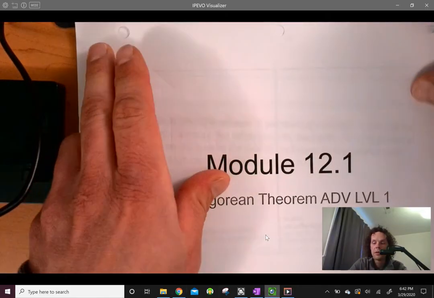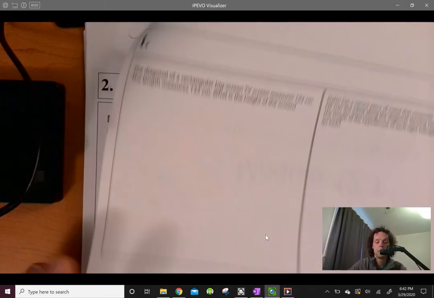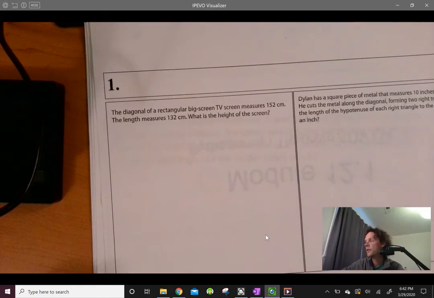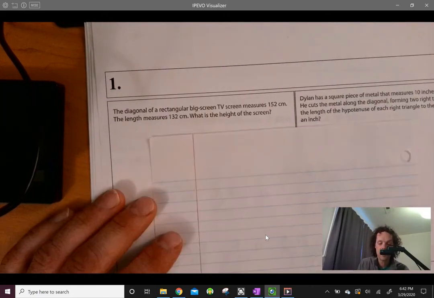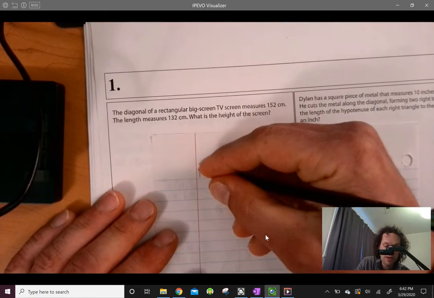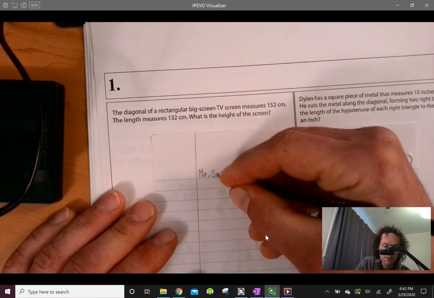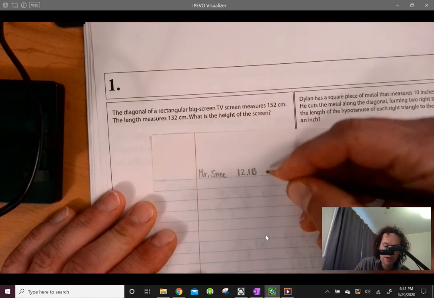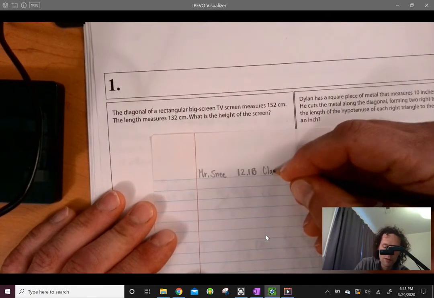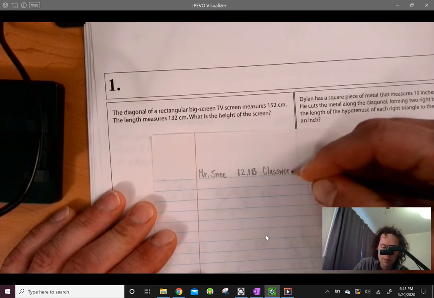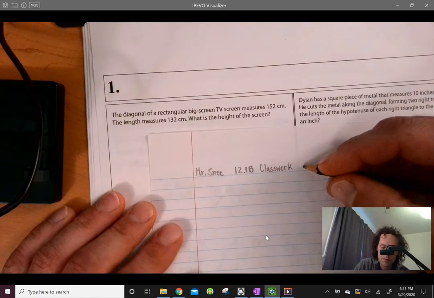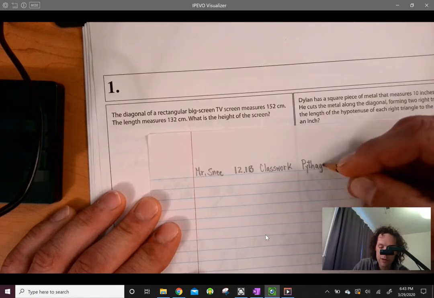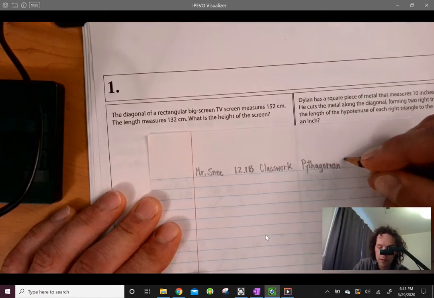Kind of just right here like this. So you can pause this video and kind of draw this stuff out on lined paper, right? So you've got some lined paper and you're just going to put your name at the top. And you're going to write 12.1b and classwork for the Pythagorean Theorem.